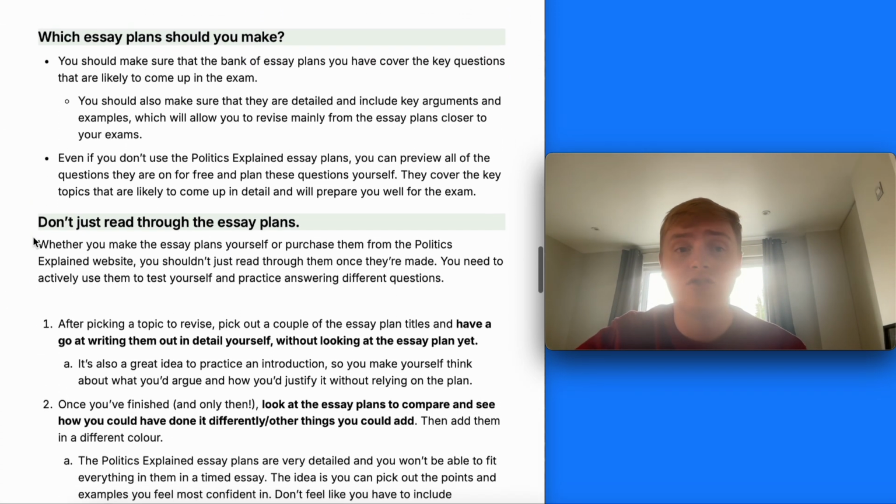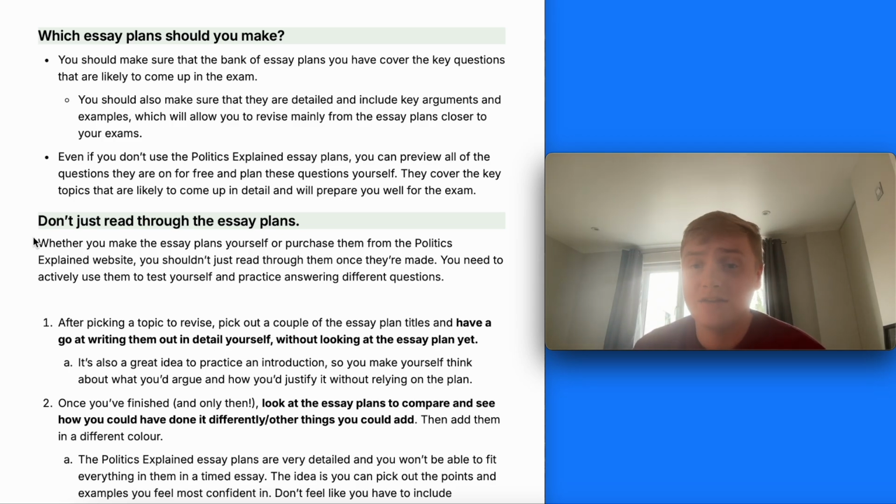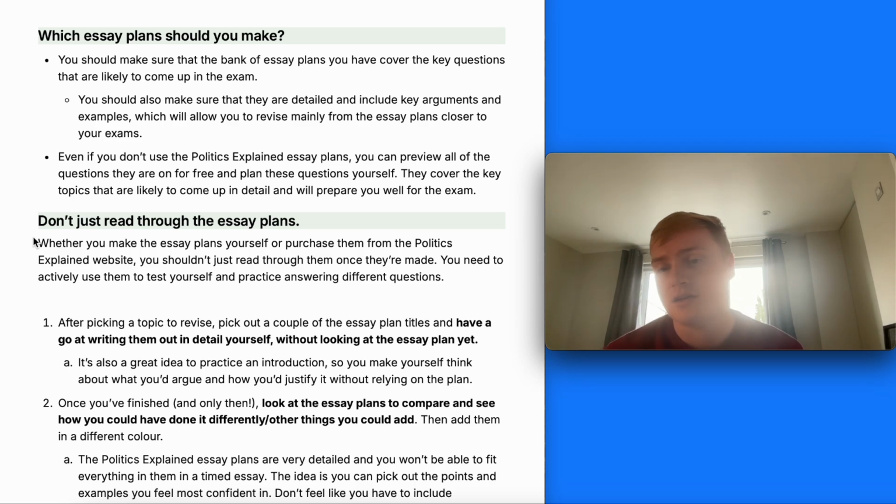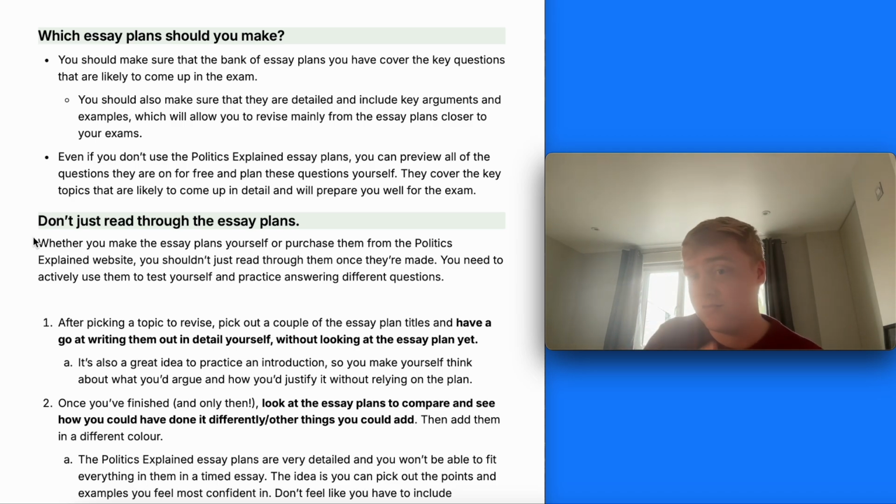So which plans should you make? You should make sure that the bank of essay plans you have covers the key questions that are likely to come up in the exam. You should also make sure that they're detailed enough and include key arguments and examples, which allow you, by the time you get much closer to the exams, to mainly revise from them.